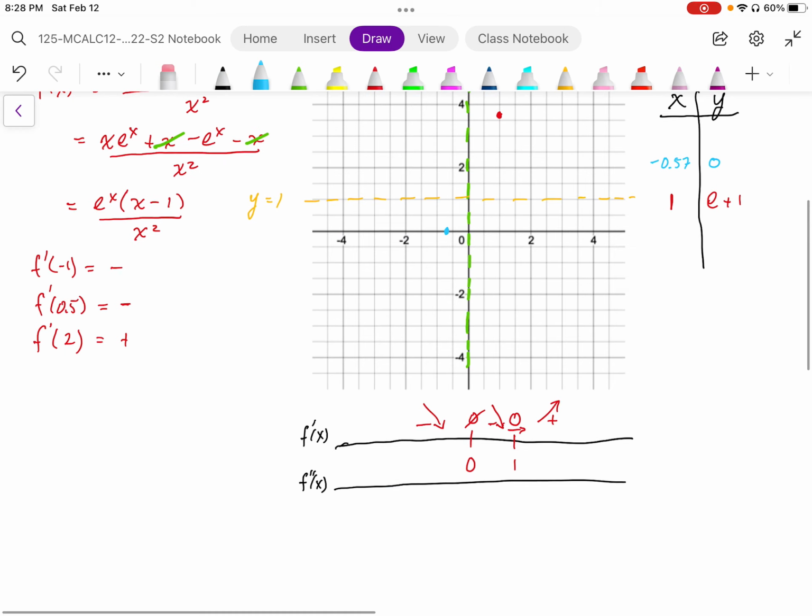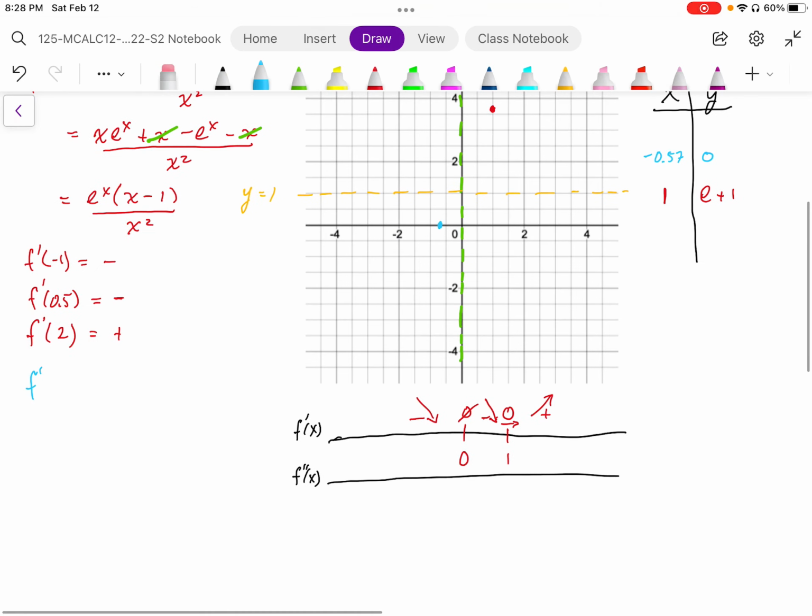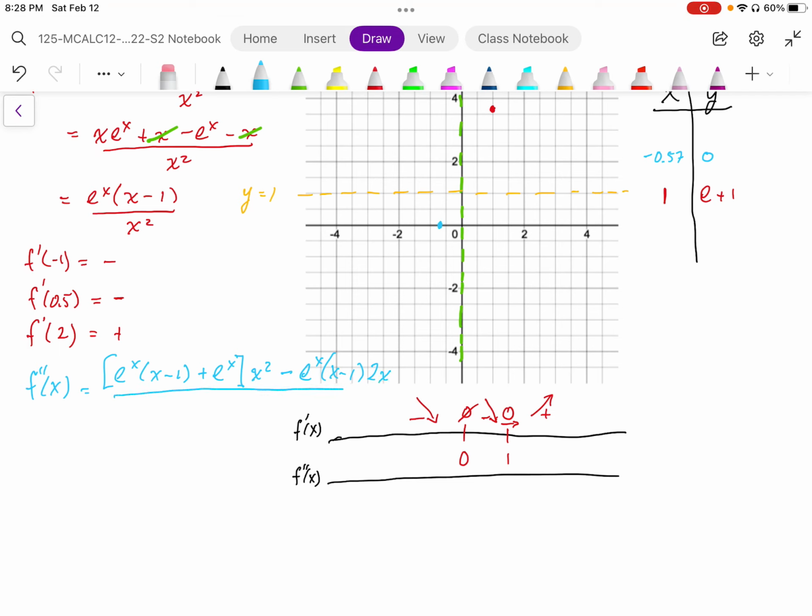Okay, so second derivative, we're going to differentiate that term again. So this is our second derivative. So I end up with product rule, e to the x times x minus 1 plus e to the x times the derivative of x minus 1, so it's just going to be e to the x, times the denominator, then minus, we're going to end up with the numerator e to the x, x minus 1, times the derivative of the denominator, which is 2x, and this is all over x squared squared.